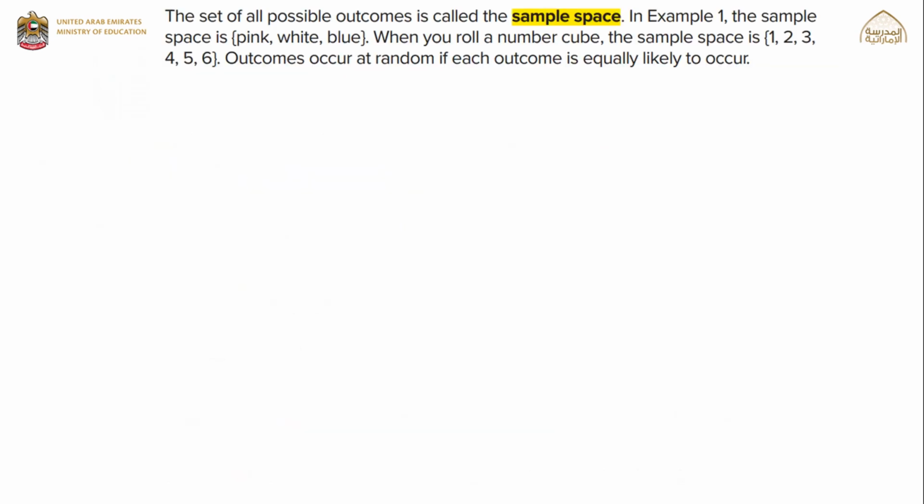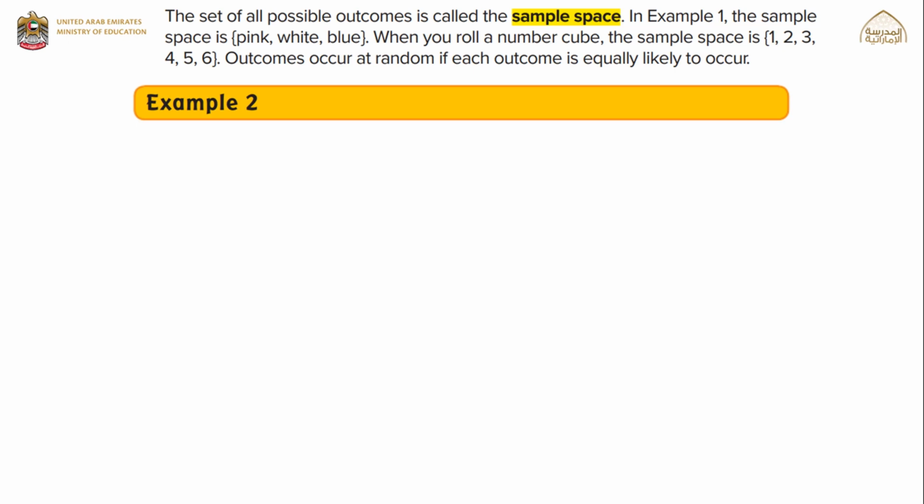The set of possible outcomes is called the sample space. In Example 1, the sample space is red, white, and blue. When you roll a number cube, the sample space is 1, 2, 3, 4, 5, and 6. Outcomes occur at random if each outcome is equally likely to occur.